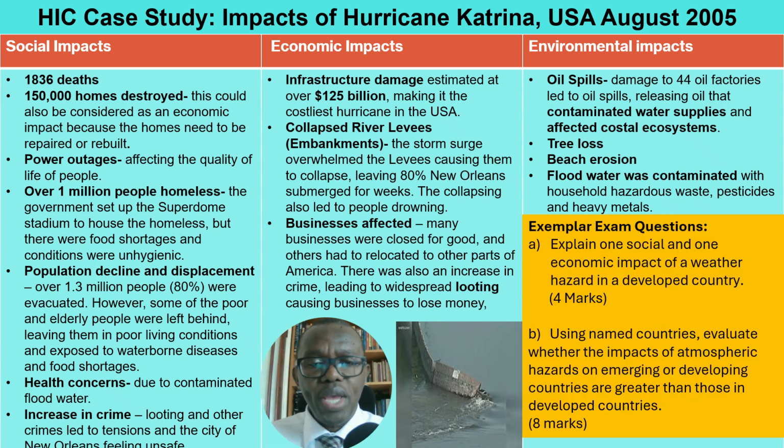So for the impacts, we have two exemplar exam questions. One is a 4-marker and another one is an 8-marker here. The 4-marker is to explain one social and one economic impact of a weather hazard in a developed country. Then the second question, that is the 8-marker, is using named countries, evaluate whether the impacts of atmospheric hazards on emerging or developing countries are greater than those in developed countries. Now this obviously is a comparison between LICs and HICs.